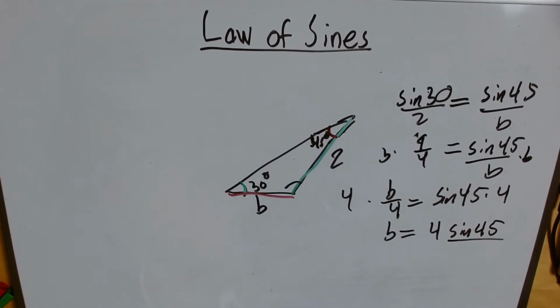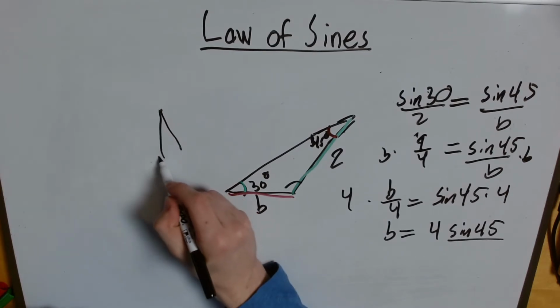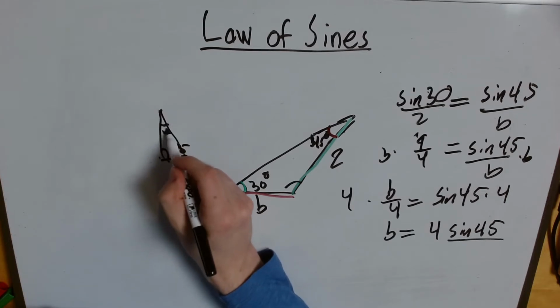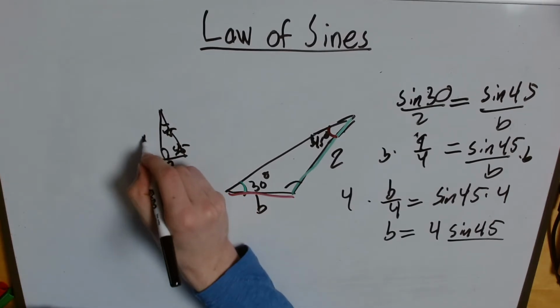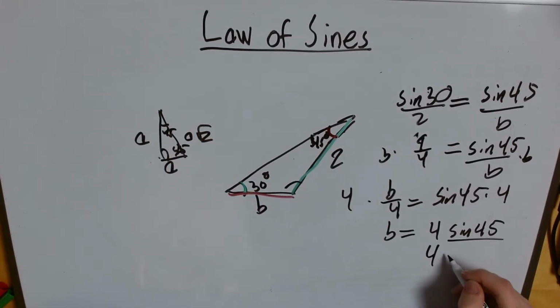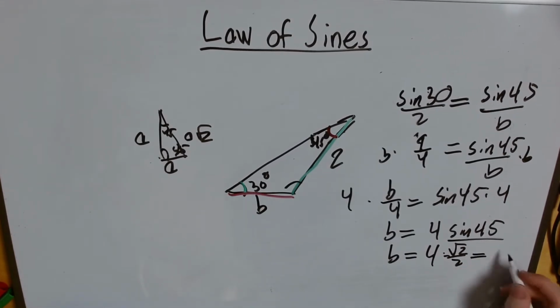Sine of 45 itself is actually another special right triangle. It's a 45-45 right triangle. So we have a 45 degree here, right triangle here, 45 degree. I have a root 2. So the sine of that is just root 2 over 2. Right, so 4 times root 2 over 2 is equal to b, which is equal to 2 root 2. And just like that, I find a side length that I would not have been able to find otherwise, just using the law of sines.